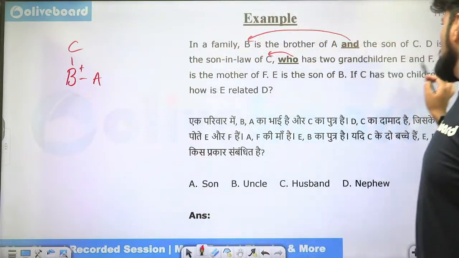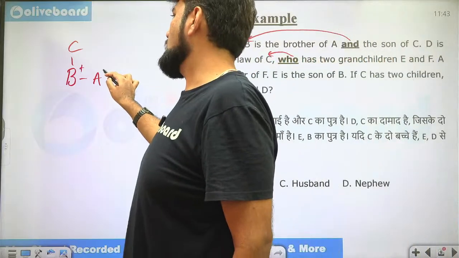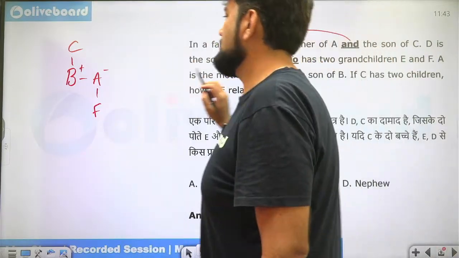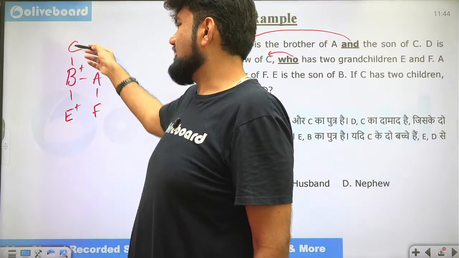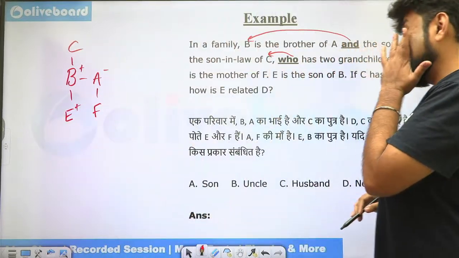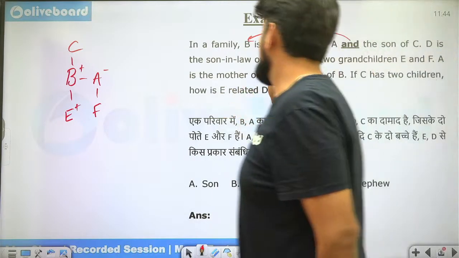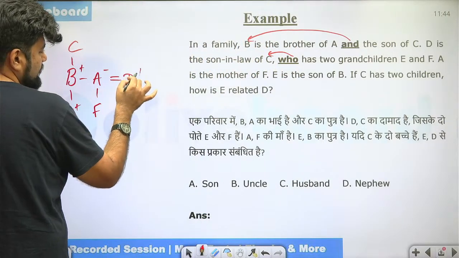Going forward, A is the mother of F. So now we know A is the mother of F. E is the son of B. So now E and F are the grandchildren of C, and now we can safely plot that C has two children only, B and A. That means D is the son-in-law of C, which implies D is the husband of A.